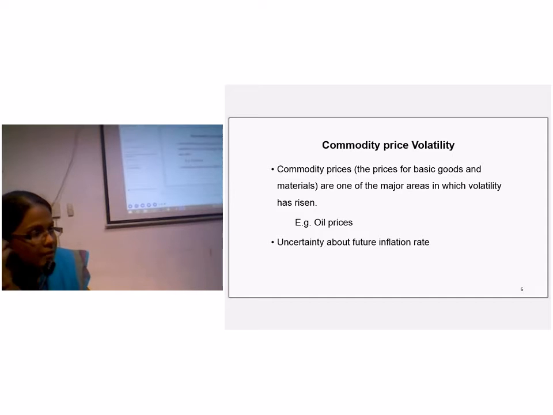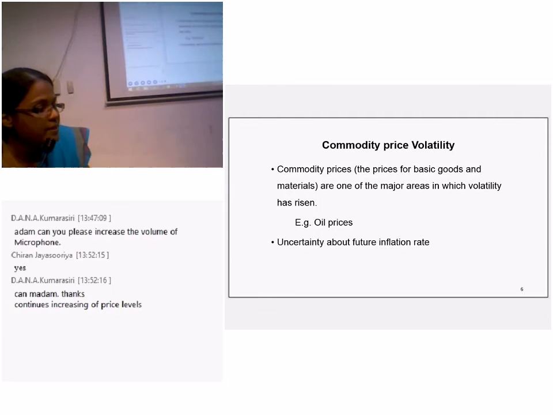Yes, a continuous increase in general price levels. So that is the meaning of inflation: a continuous rise in general price levels. When we talk about inflation, we are talking about the general price level, not about the price of a specific product or a service.